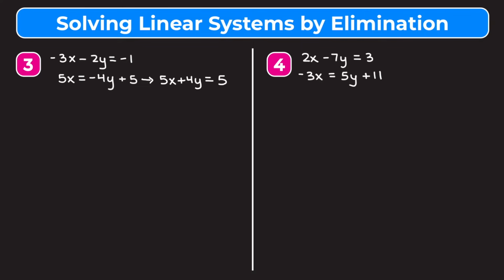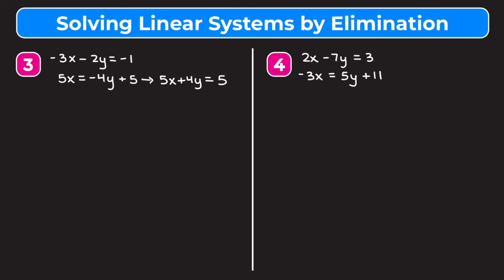And now we need to think if it's going to be easier to get our x terms to be opposites or our y terms. Well, 3 doesn't go into 5, so it's going to be a little bit trickier to turn our x's into opposite terms, but 2 does go into 4. So it's going to be easier to make our y terms opposite this time.